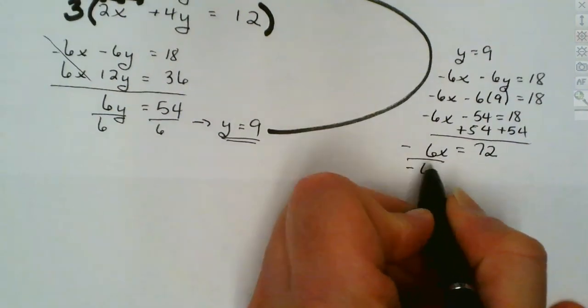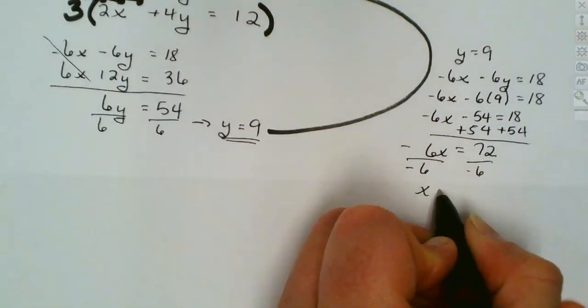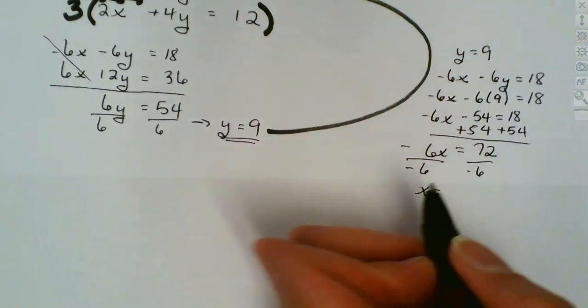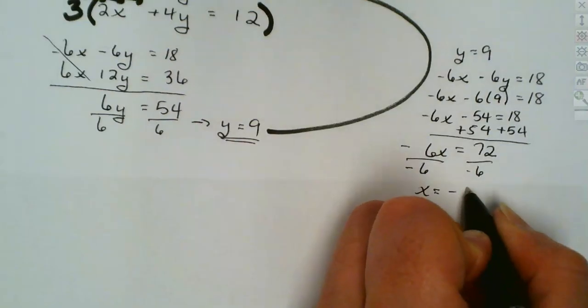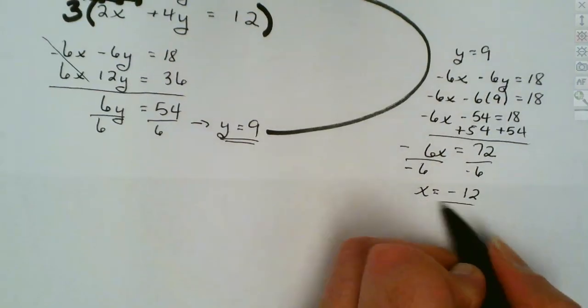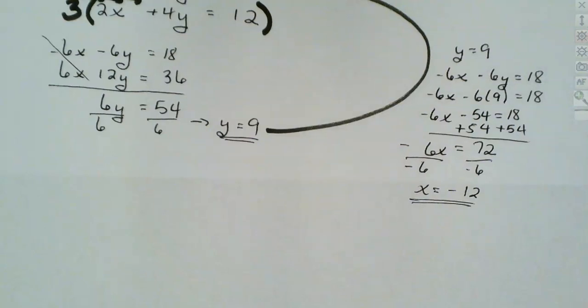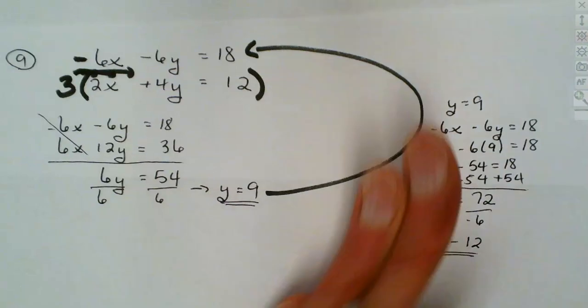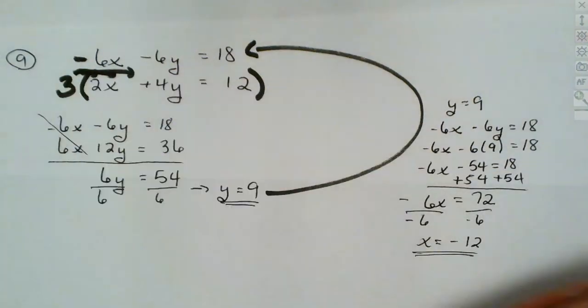Divide by our negative 6. And it looks like x now equals, we divide out 72 divided by negative 6. Well, it looks like x equals now a negative 12, doesn't it? Right? So we've got both of them. Do you see what we did? We just took one value, plugged it back in one of the originals. Doesn't matter which one. And we found the missing variable.